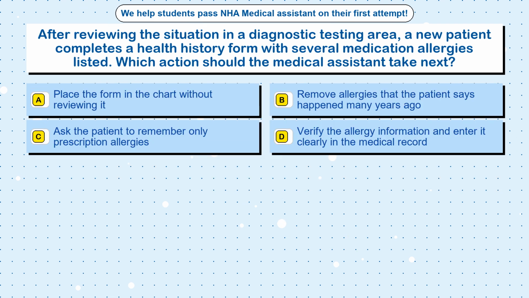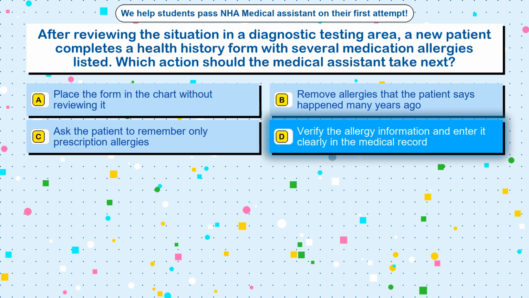Question 58. After reviewing the situation in a diagnostic testing area, a new patient completes a health history form with several medication allergies listed. Which action should the medical assistant take next? Option A, place the form in the chart without reviewing it. Option B, remove allergies that the patient says happened many years ago. Option C, ask the patient to remember only prescription allergies. Option D, verify the allergy information and enter it clearly in the medical record.